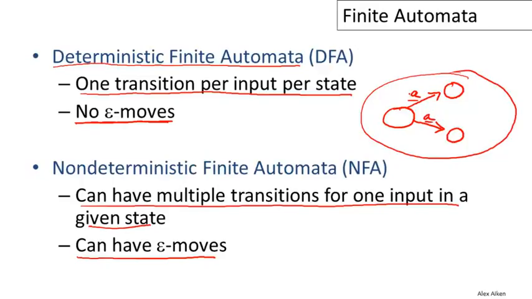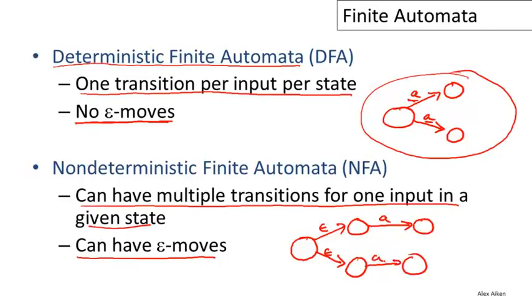Now let me just point out that really epsilon moves are enough to create non-deterministic automata, and that this second case where you have multiple transitions on the same input can be simulated just by a slightly more complicated machine with epsilon moves. So for example, I can simulate the machine that's circled there in the following way. I can have a state with two epsilon moves, and then each of those states has a move on A.